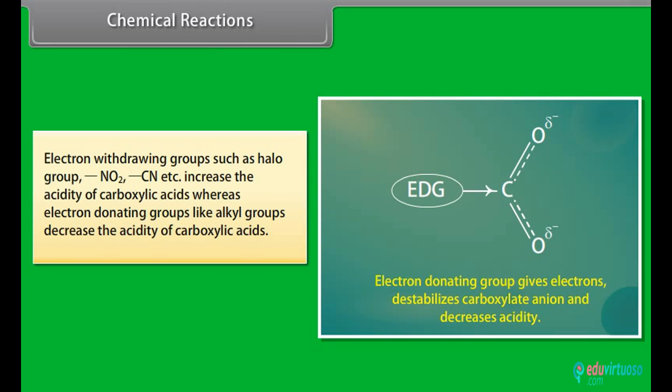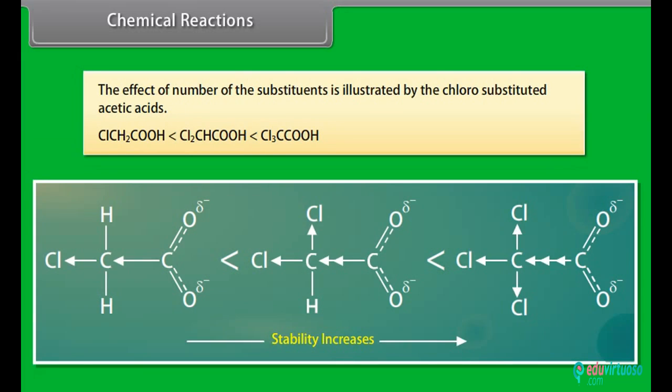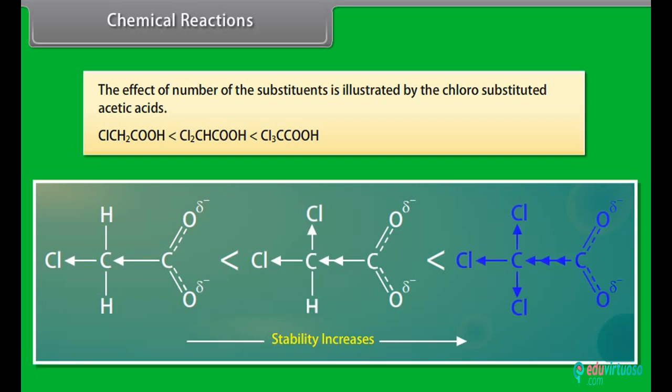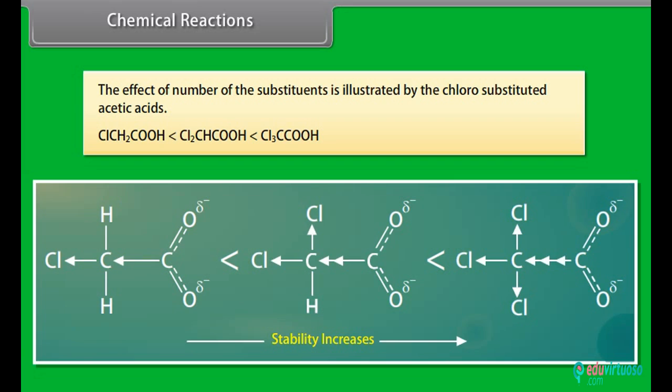Electron withdrawing groups such as halo group, NO2, CN, etc. increase the acidity of carboxylic acids, whereas electron donating groups like alkyl groups decrease the acidity of carboxylic acids. The effect of number of the substituents is illustrated by the chloro-substituted acetic acids. The acid strength increases from chloroacetic acid to trichloroacetic acid.